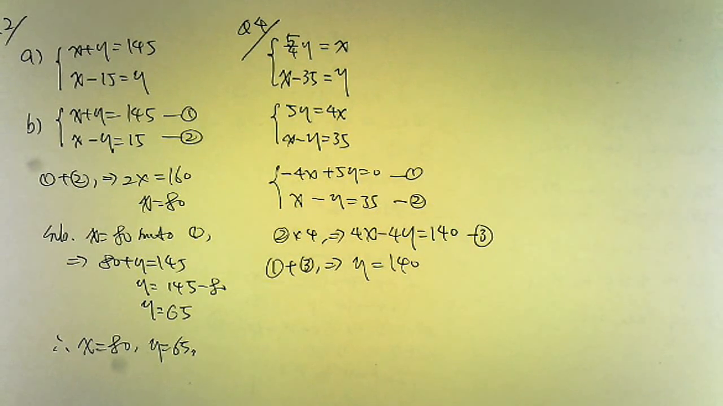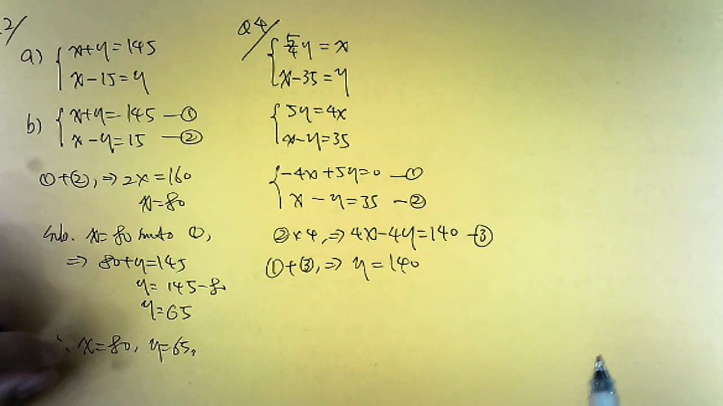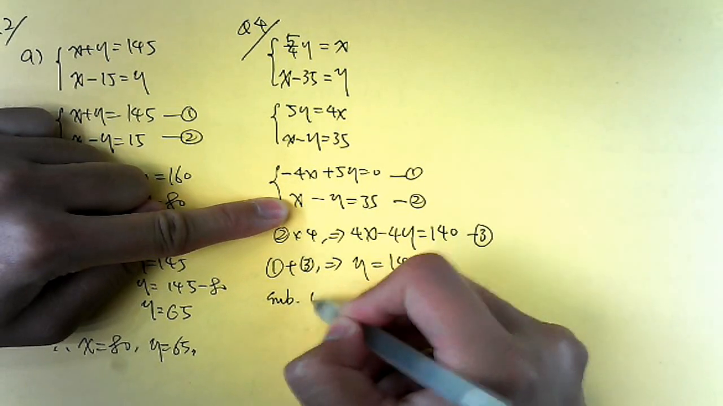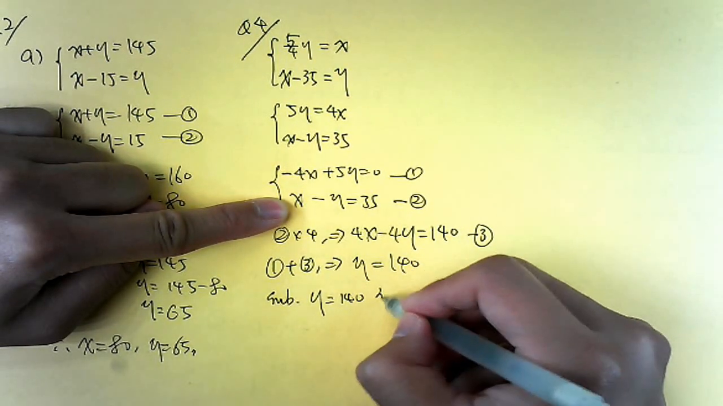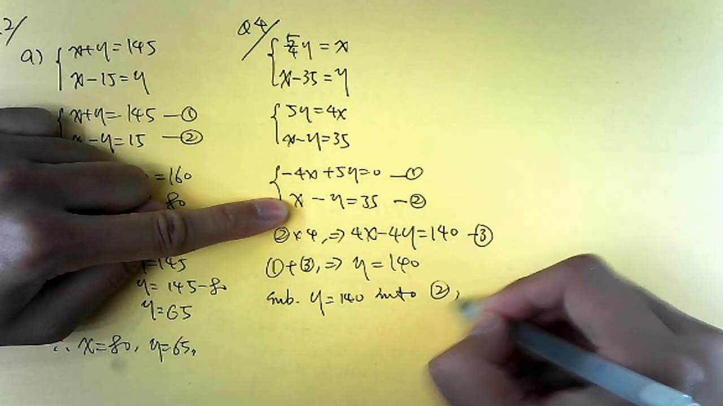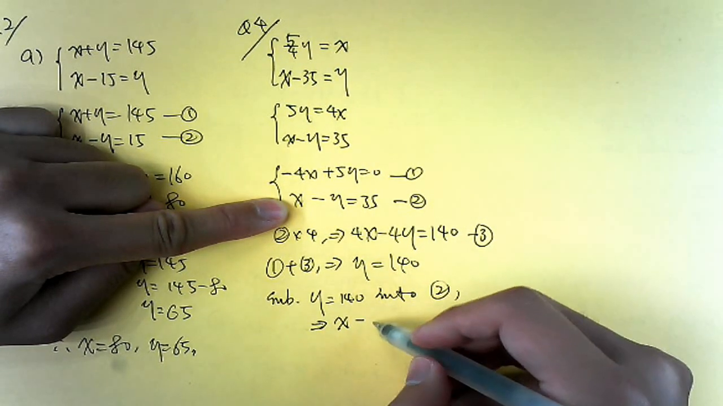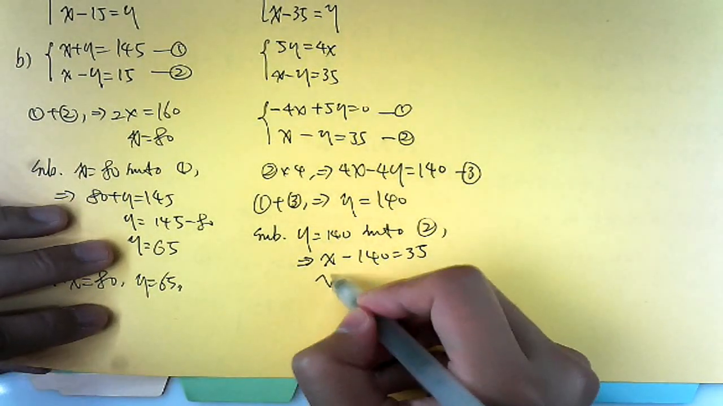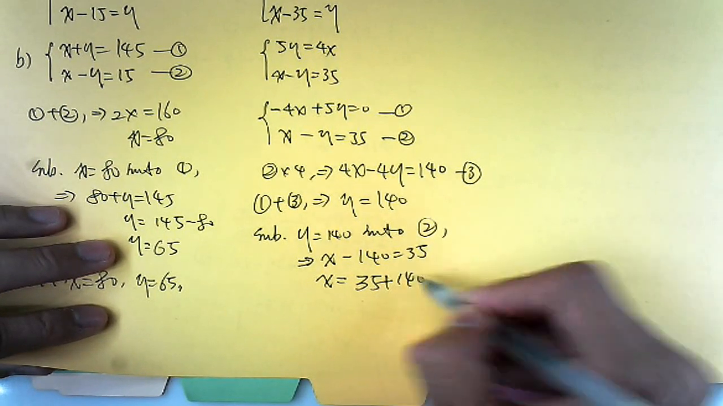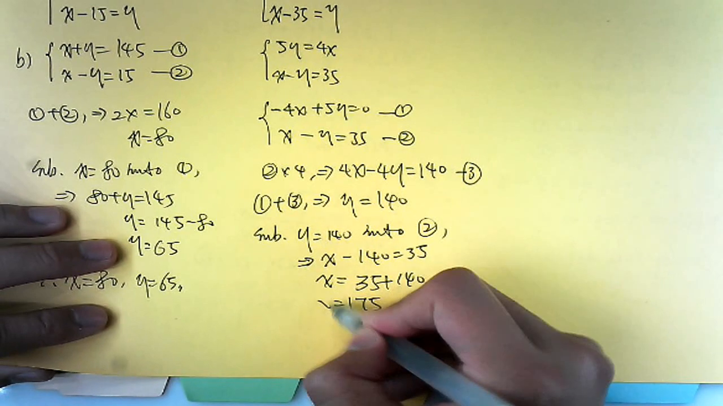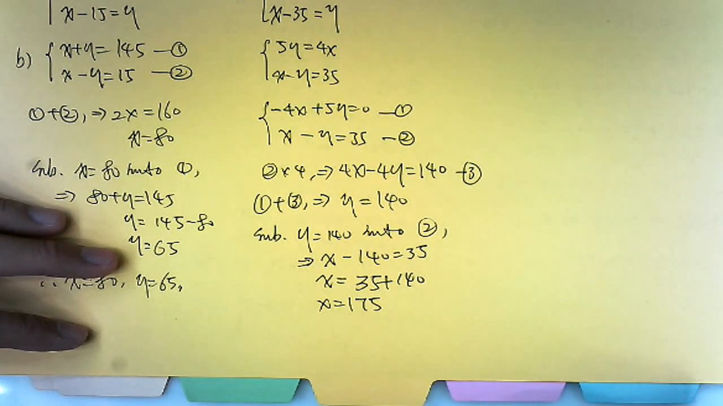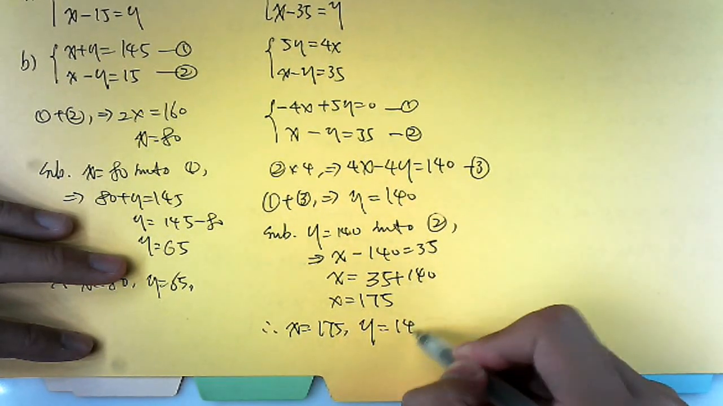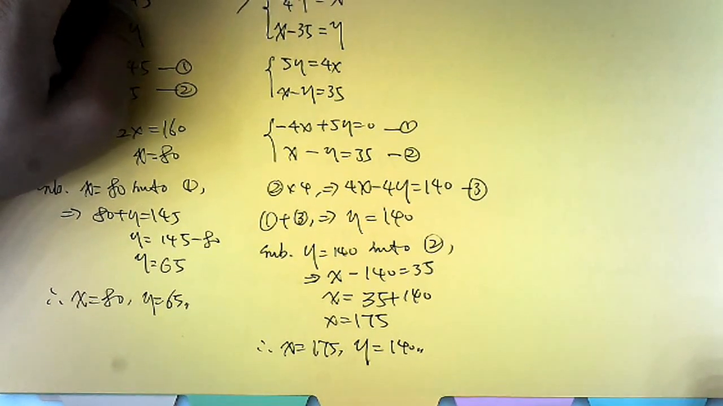I think you understand this. So you have to calculate x, right? You choose equation 2 because it's simpler. So you substitute y equals 140 into 2. It gives x minus 140 equals 35. Understand this? You have to calculate x, which is 175. Understand? So make a conclusion. So I think you understand.